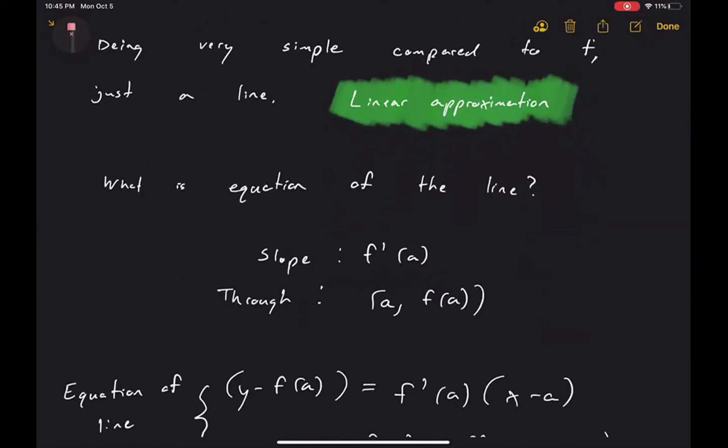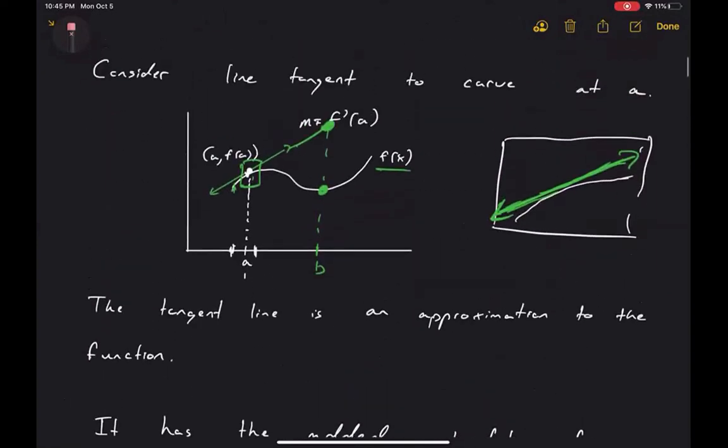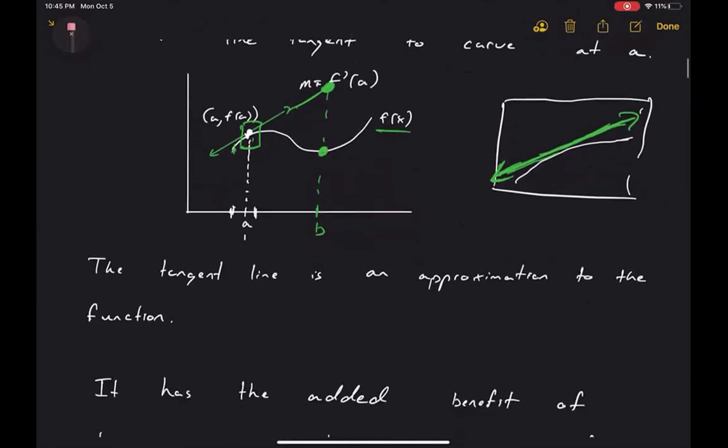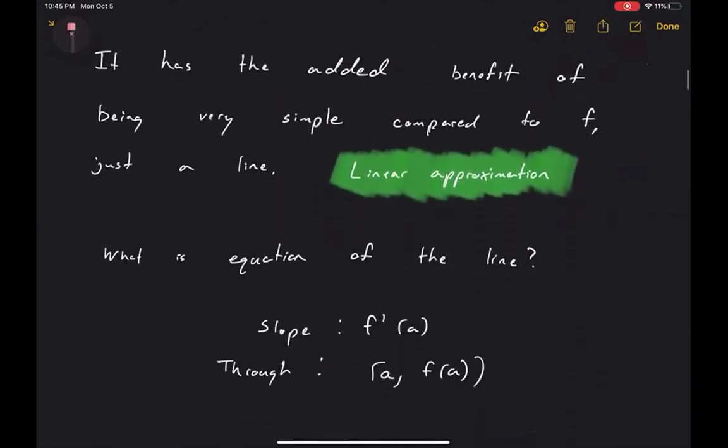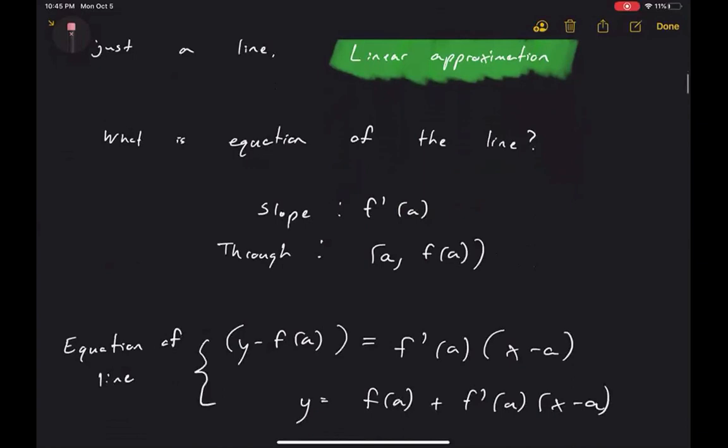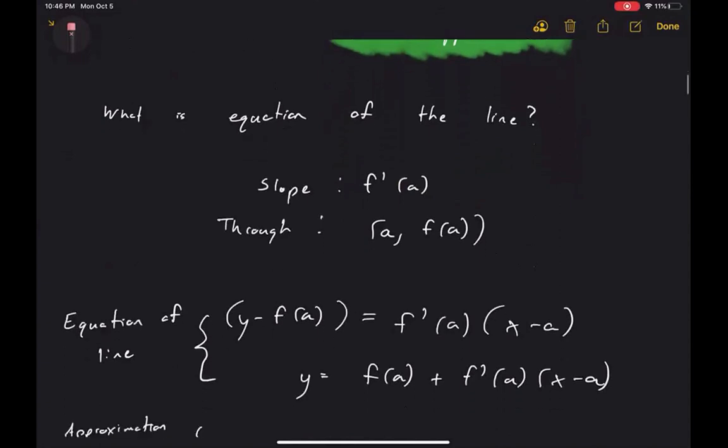Okay. Going back to this line, we said our tangent line is an approximation of the function. And we talked about how the equation of that line is going to be really simple. What is the equation of that line? Let's look at that real quick, because that's going to give us some insight into this topic of approximation.